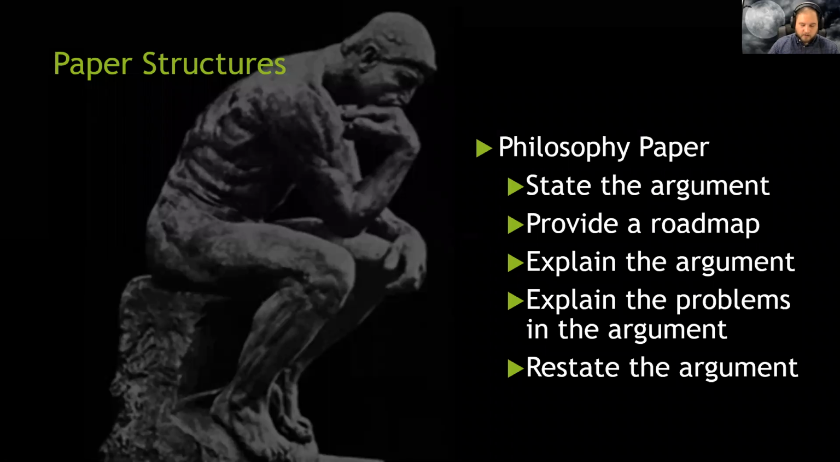There are a few different global structures for papers. An example lies in the basic structure for a philosophy paper. In a philosophy paper, you should state your argument. Then you should provide a roadmap for how you will prove that argument. For example, I will prove my argument by comparing the speech of dolphins with the clucks of chickens. Then you should explain your argument before launching into the problems within it.